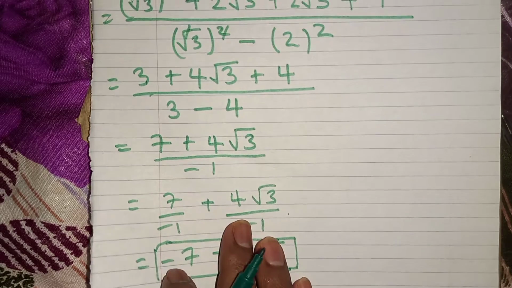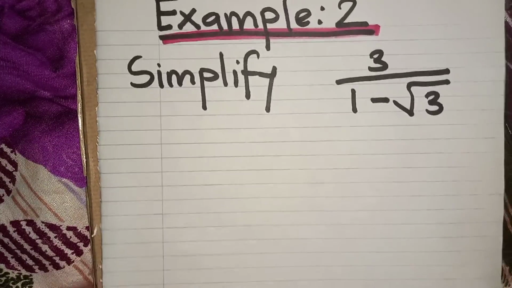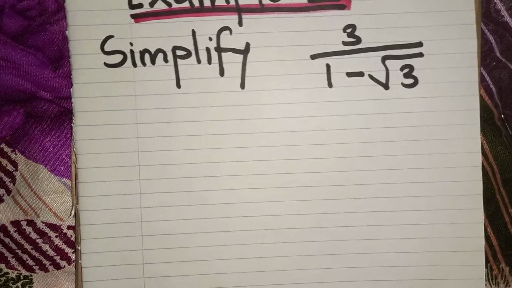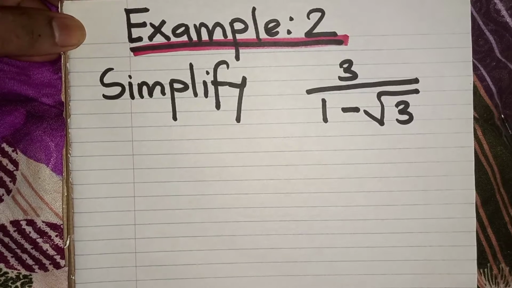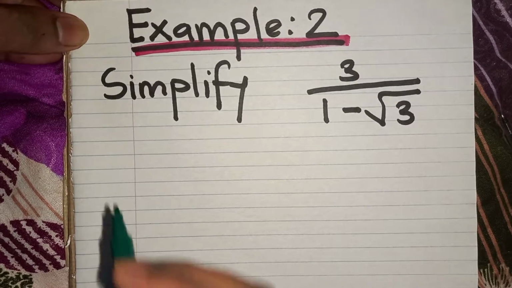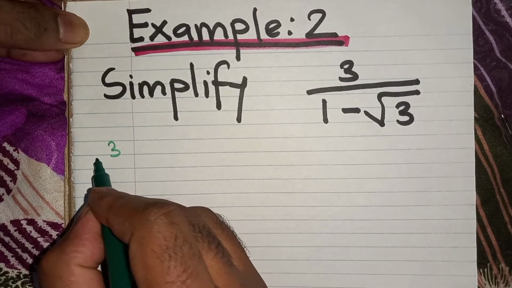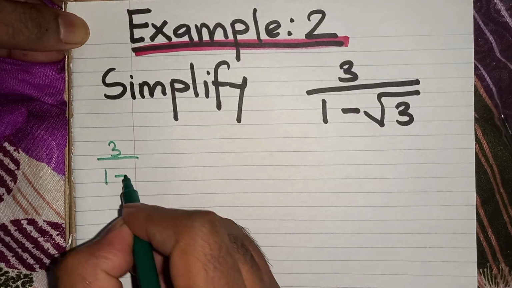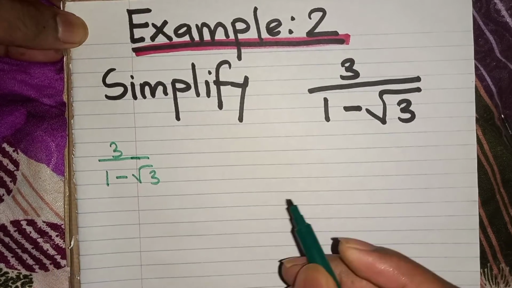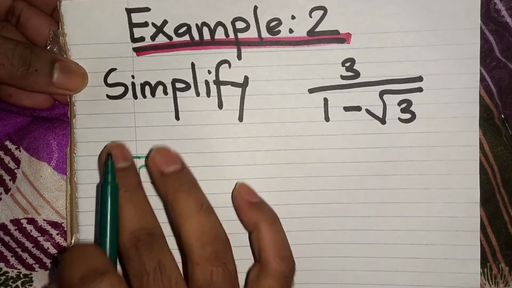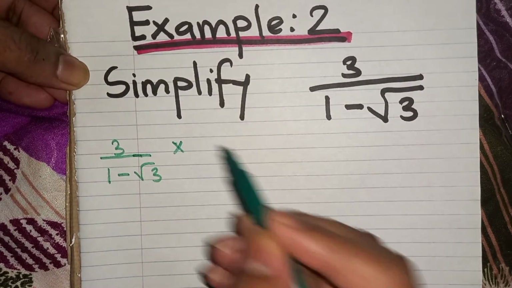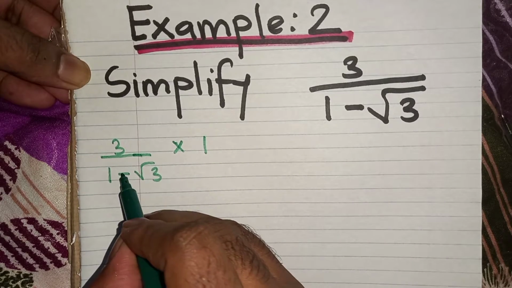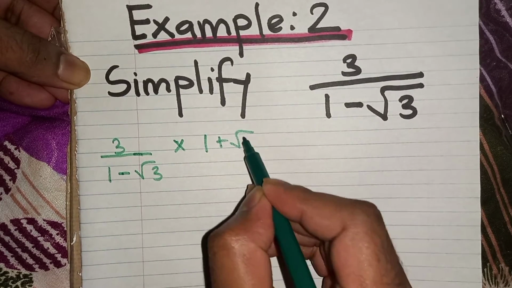Let's do another example. Example number 2. Okay, now we know what to do. So let's start. 3 divided by 1 minus root 3. So write everything again. 3 divided by 1 minus root 3. So we have to multiply both of these by the conjugate of the denominator. So this will be multiplied by 1 plus root 3, right?